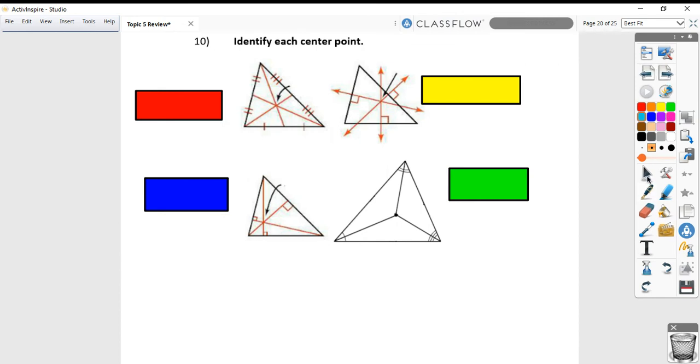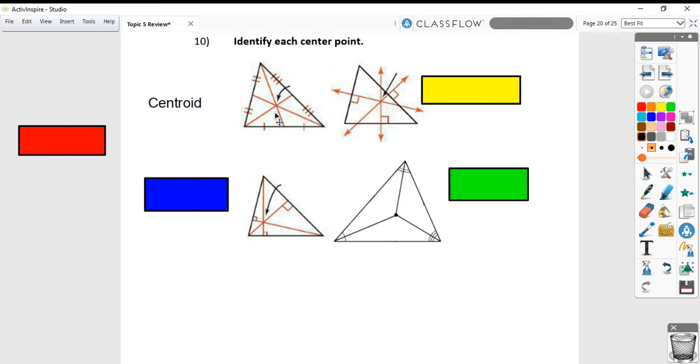Problem number 10, this is just identifying what the points are, okay? This one right here, all of our sides are split in half, but they're not perpendicular, so that is a centroid, okay? All of those lines going across are medians, and medians meet at the centroid. These right here are all making right angles, but none of them are connected to the corners. So it's perpendicular, but it's not altitudes. So it must be perpendicular bisectors, which would make that a circumcenter.